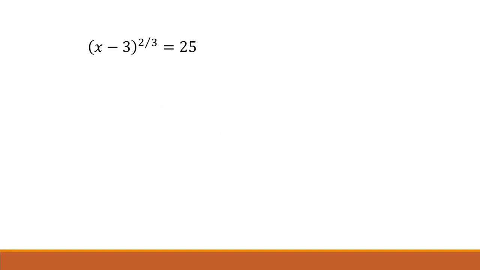Now let's get to an equation. We want to solve (x minus 3) to the 2/3 power equals 25. Now we need to find a way to eliminate that 2/3 power, and that's actually pretty easy to do. All we have to do is raise both sides of the equation to the 3/2 power.